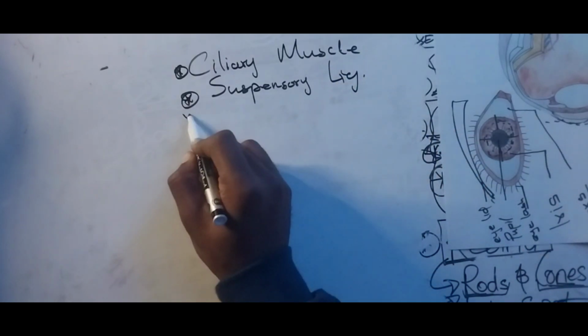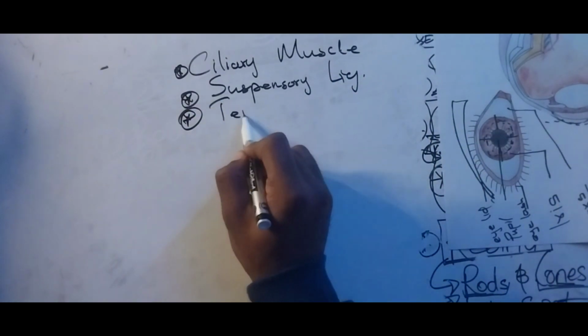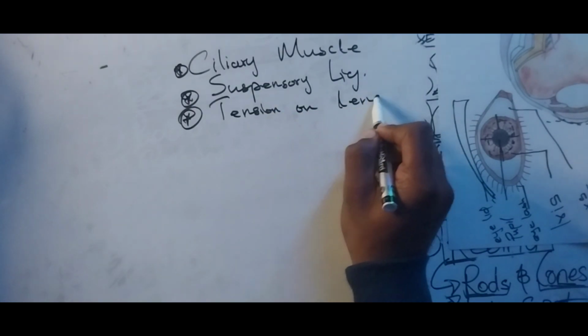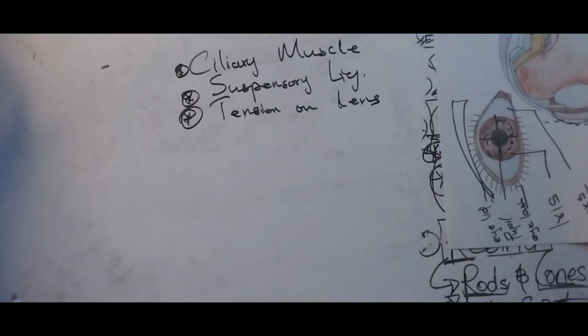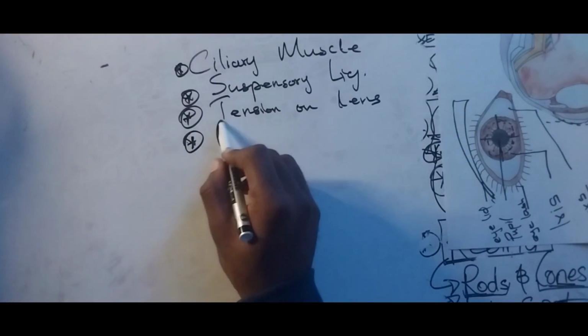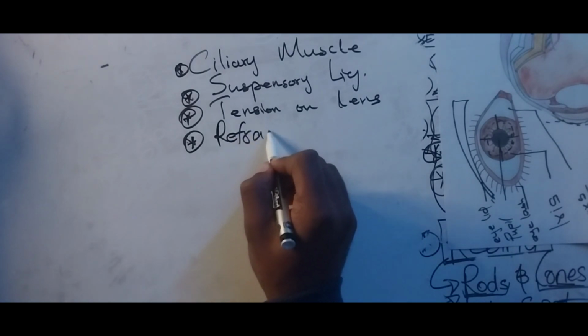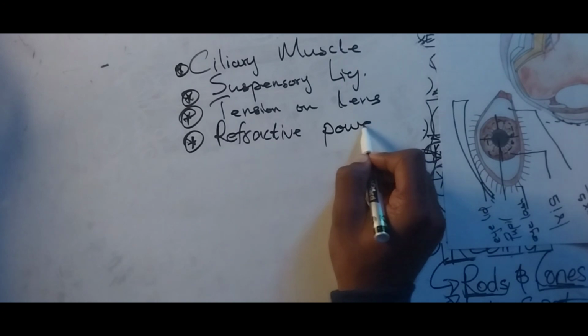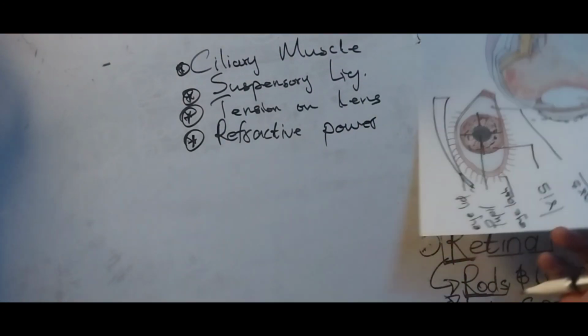Suspensory ligaments. We're going to speak about the tension on the lens. Another thing that we are going to talk about is refractive power. What do we mean by refractive power?